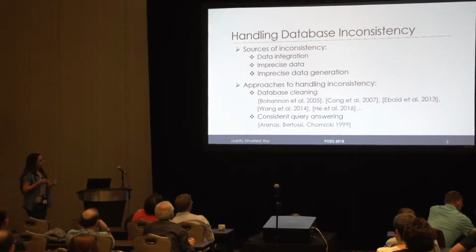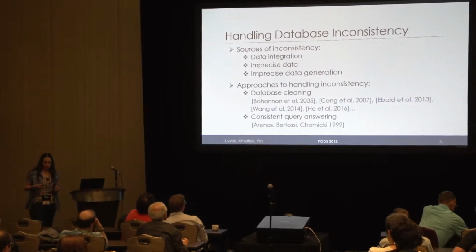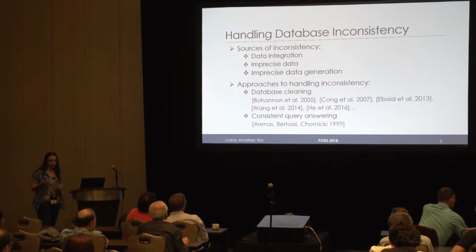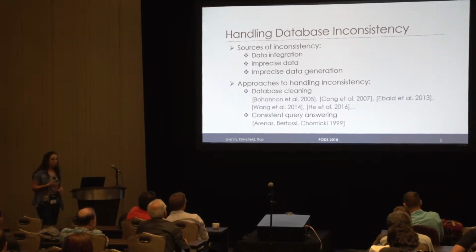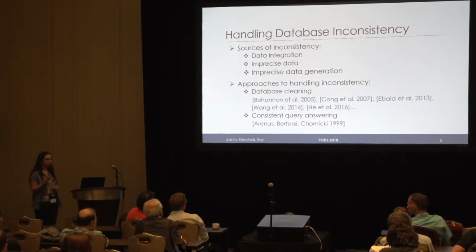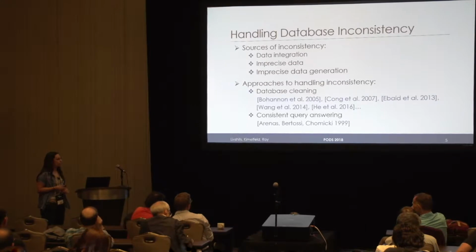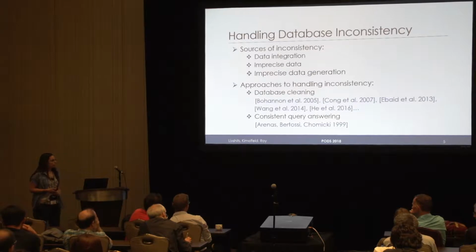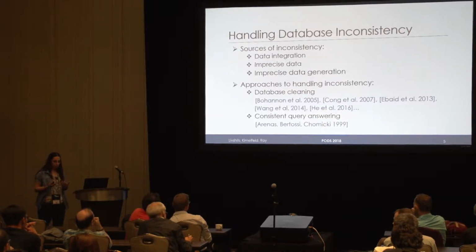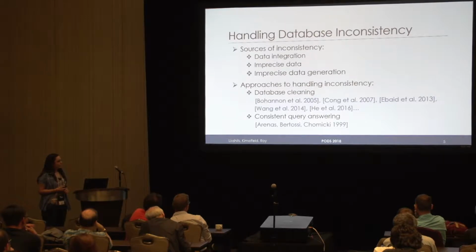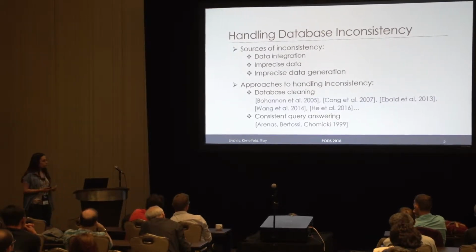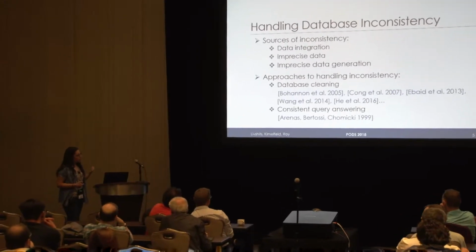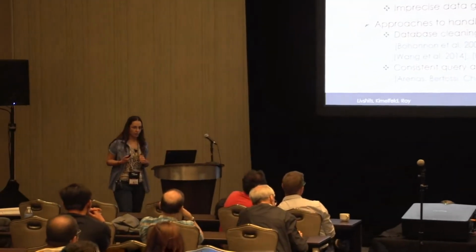Inconsistency arises in many different situations. For example, when we integrate data from different data sources that disagree with each other, or when the data that we use contains errors, or when the data collecting process is imprecise, like in natural language processing, and so on. And there are two main approaches to handling database inconsistency. The first one is database cleaning, where the goal is to remove the inconsistencies from the database. And the second one is consistent query answering, where we do not remove the inconsistencies, but for each query, we only want to return the answers that are not affected by inconsistency, the answers that will appear in every possible repair of the inconsistent database.